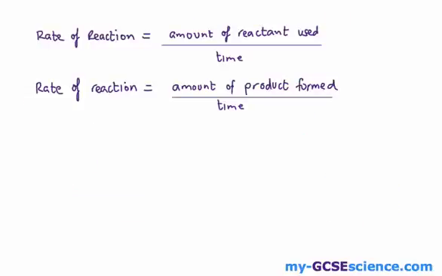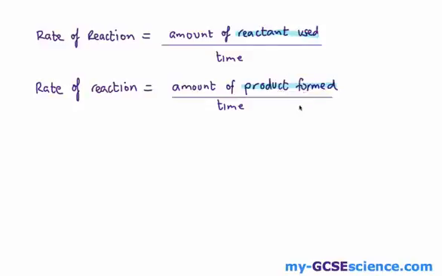But you do need to know a couple of formulae in order to be able to measure the rates of reaction. The two formulae are: rate of reaction is the amount of reactant used divided by time taken, and the second way is rate of reaction is the amount of product formed over time taken. I haven't put units in this example because the units depend on the measurements you've taken in your experiment. This might be in seconds, this might be in minutes, the amount of reactant used might be in grams or centimeters cubed, or certainly the product might be in grams or centimeters cubed.